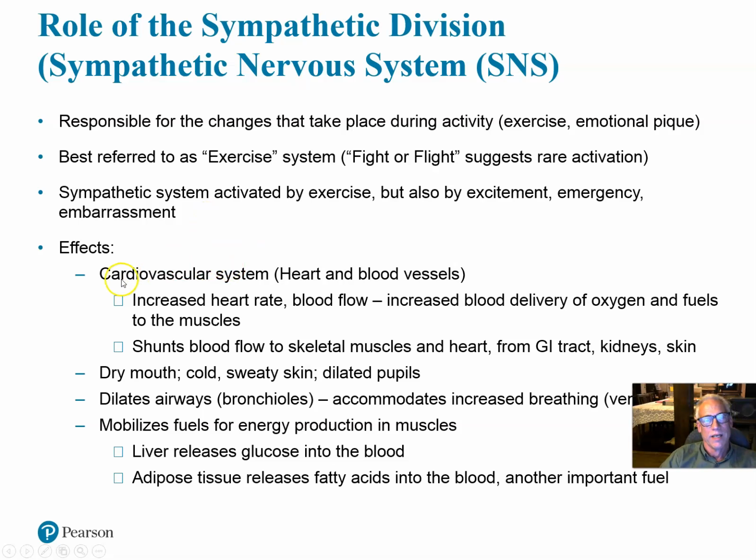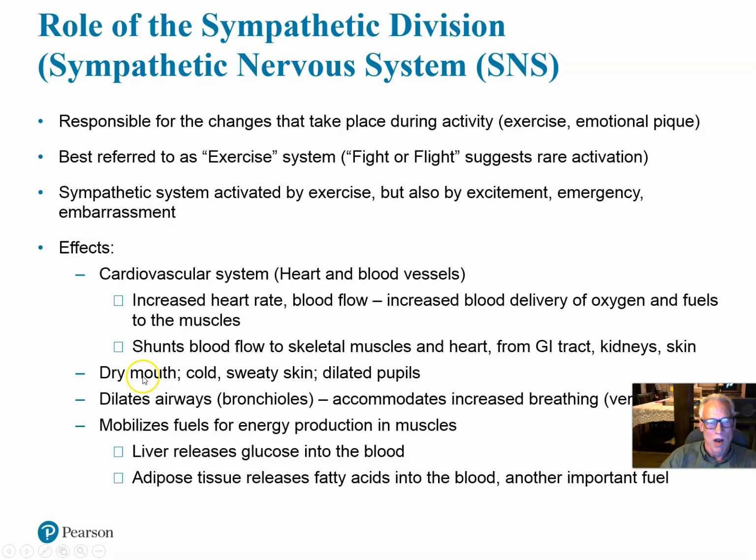So what happens? Well, if you look at the cardiovascular system, the heart and blood vessels, the heart rate increases and the heart pumps harder. And so more blood is pumped out by the heart. Blood flow in the entire body is increased. That way we can deliver more oxygen and fuels to the muscles and parts of the body that are important during exercise. It also redirects blood flow from the intestines and stomach, the gastrointestinal system, the kidneys, and the skin, until the temperature starts to rise. All those organs, we're going to take away blood flow from them and deliver it to the muscles.